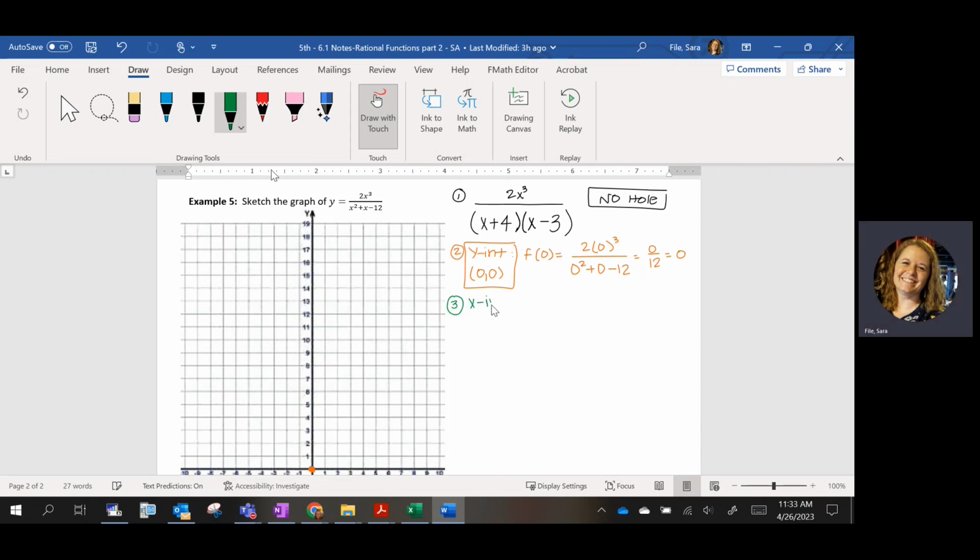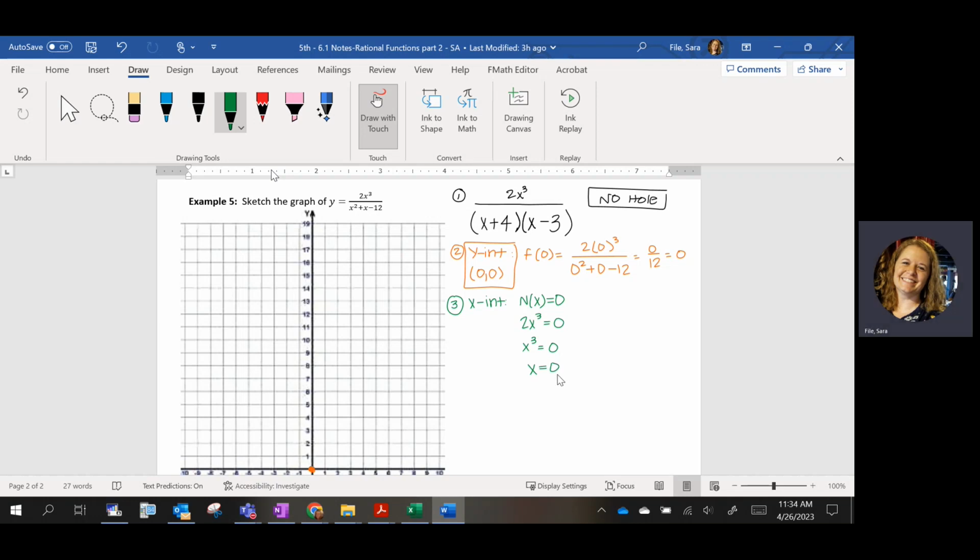Okay, x-intercept is step 3, and that is found by setting the numerator equal to 0. Well, my numerator is just 2x cubed. How am I going to solve for x there? Divide by the 2, which is still 0 divided by 2. Still 0. And then how do I get rid of the cube? Take the cube root, and the cube root of 0 is 0.